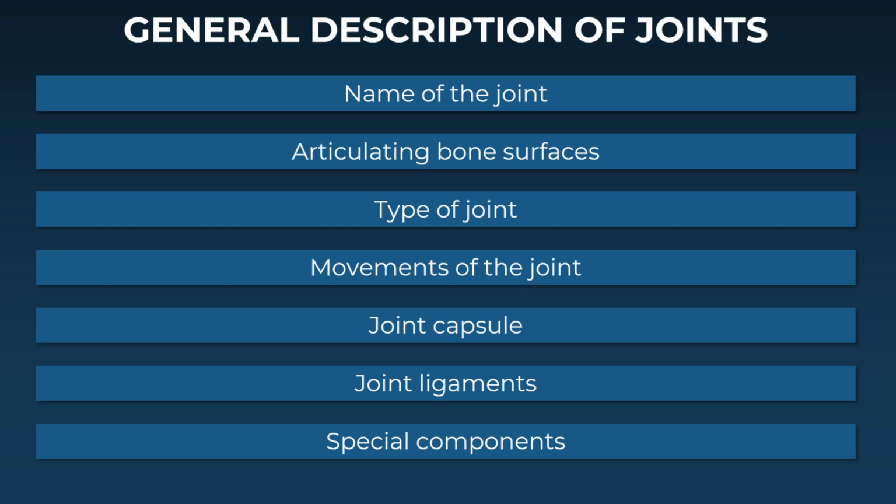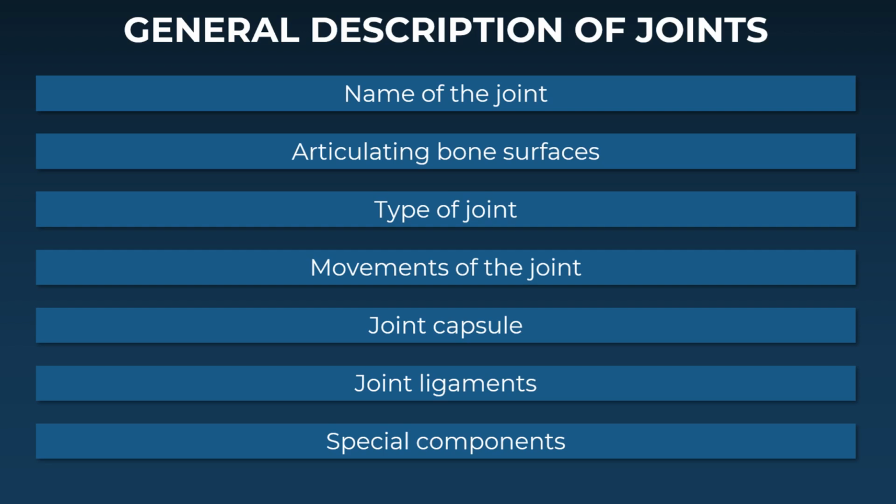There are instances, for example with the elbow joint or the ball joint, when the joint does not get its name from the articulating bone surfaces or the bones, but instead receives a completely different name. After this, it is worth specifying the type of the joint, and from this we can already infer what kinds of movements the given joint is capable of. We can also talk about the joint capsule and the ligaments of the joint.